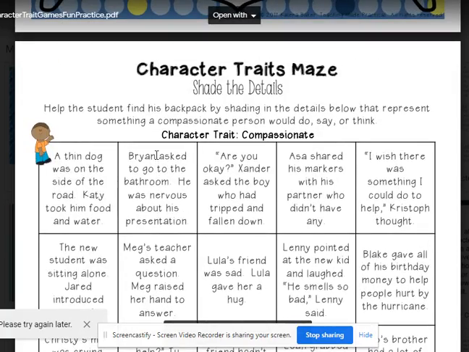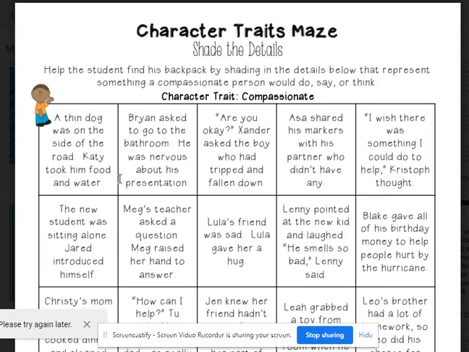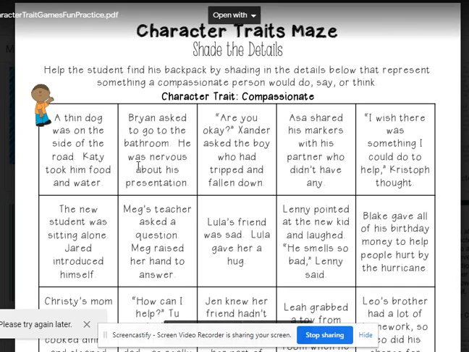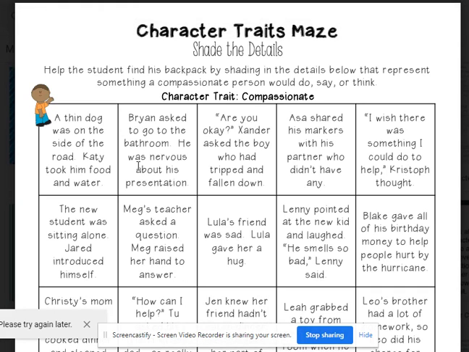Now, what I want you to do is I want you to read each one. Okay, in the past, students have tried to go just straight down and they mess up. So read each one. And if it describes someone who is compassionate, then fill in the box. If it doesn't, then leave it blank. Then when you get done, you should see a path from the boy to the backpack. If you don't, then you need to read some of them over to see which ones you made a mistake on.